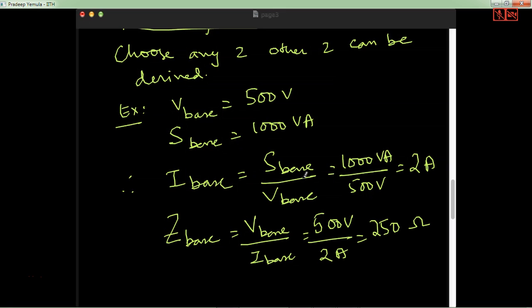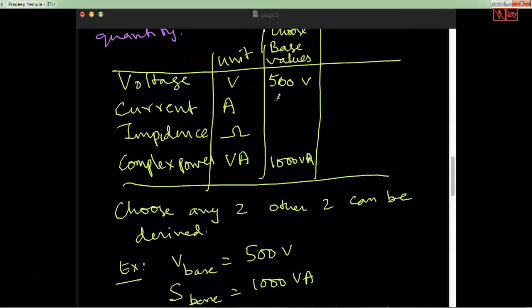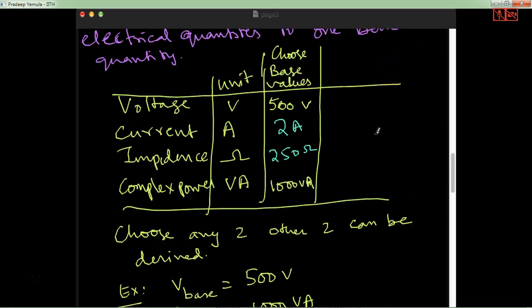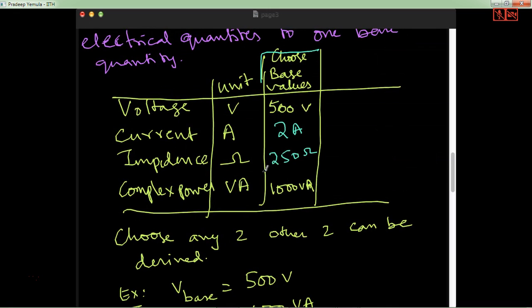Now, given the base value, you can convert to per unit value just by dividing it. Okay, so these two I will write it down. So this is 2 amperes and this is 250 ohms. So this selection of these base values is what is known as the per unit system. So I selected 4 base values. Now any electrical quantity I can divide by this and it becomes a unitless quantity.